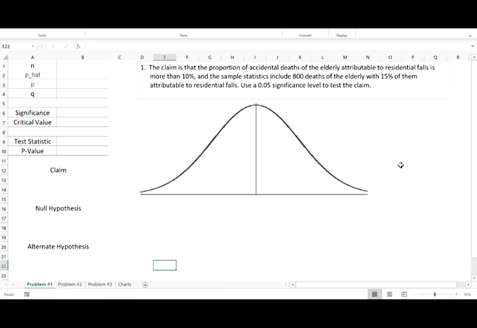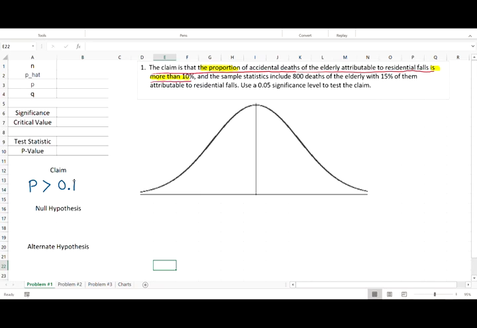Okay, so we'll start with the claim. And in this first sentence, the claim is that the proportion of accidental deaths of the elderly attributable to residential falls is more than 10%. Okay, so the key words there are the proportion is more than 10%. So symbolically, when we write our claim, we would say the proportion is more than or greater than 10% or 0.1.